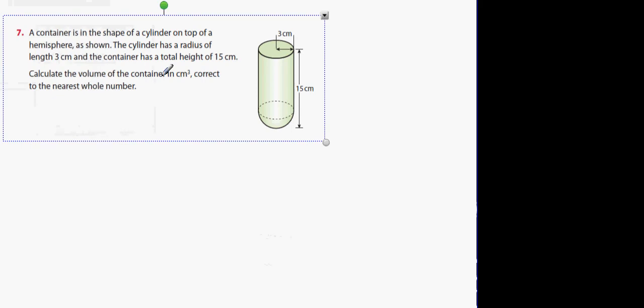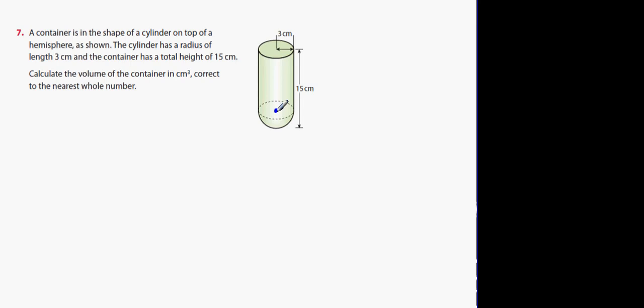Okay, a container is in the shape of a cylinder on top of a hemisphere as shown. The cylinder has a radius of 3 and the container has a total height of 15. This means that the hemisphere also has a radius of 3.